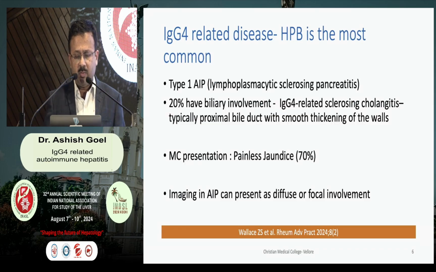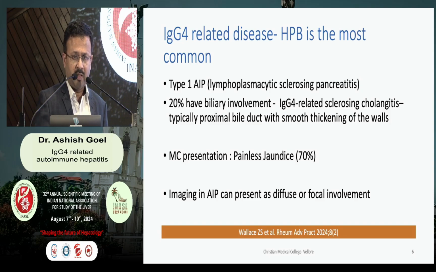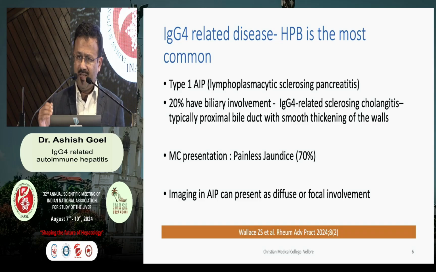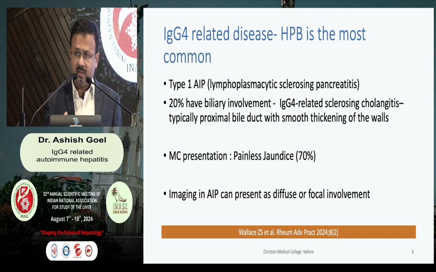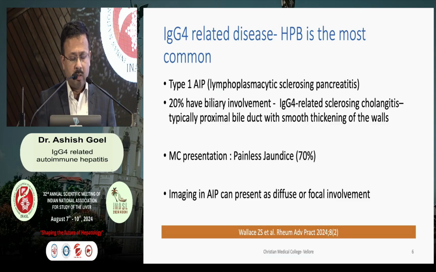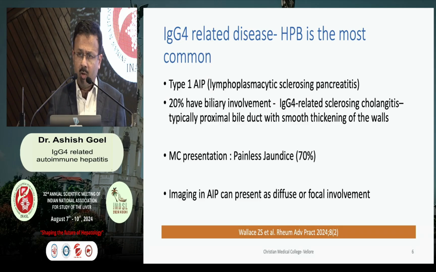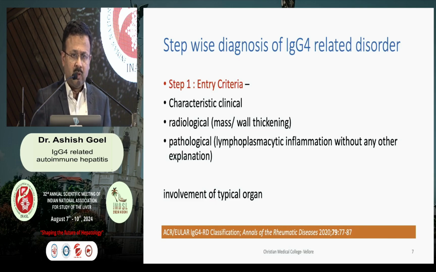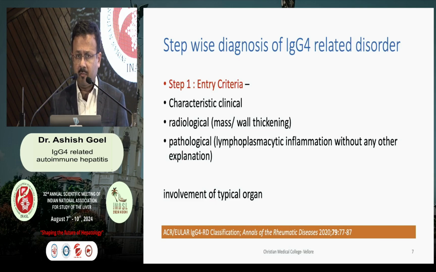As I said, HPB involvement is the most common for IgG4 related disease, and almost 20% of these patients with autoimmune pancreatitis have a coexistent biliary involvement, which could be a sclerosing cholangitis or a bile duct compression at the lower end through the pancreas. The most common presentation therefore is painless jaundice, and we all know there are typical imaging findings which can help us diagnose autoimmune pancreatitis.